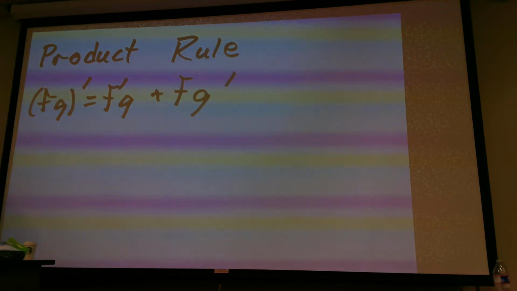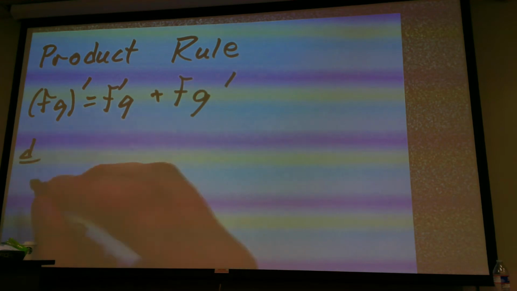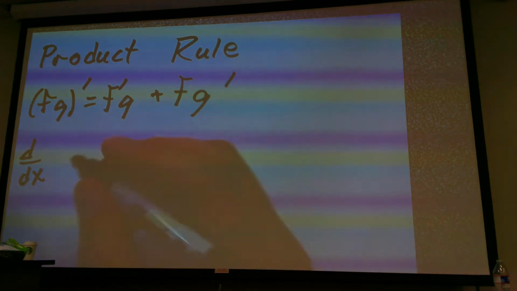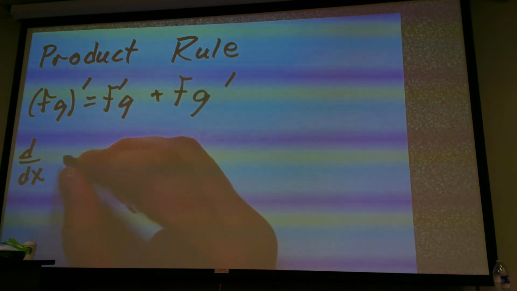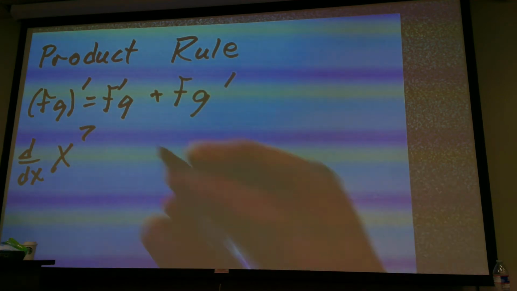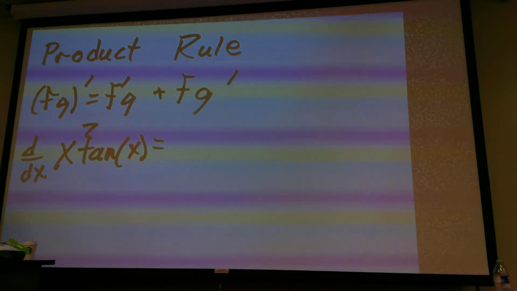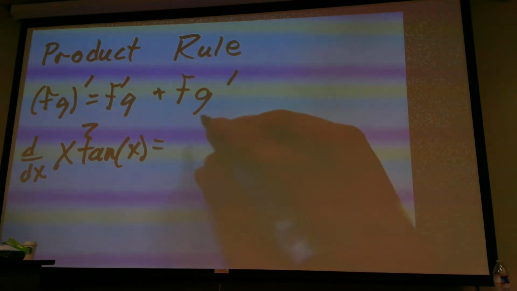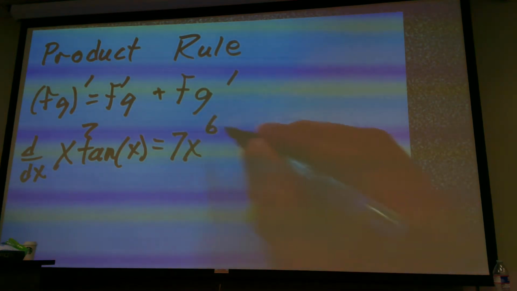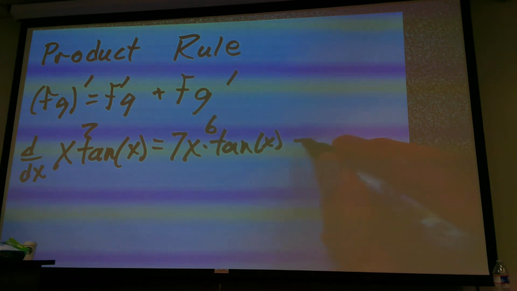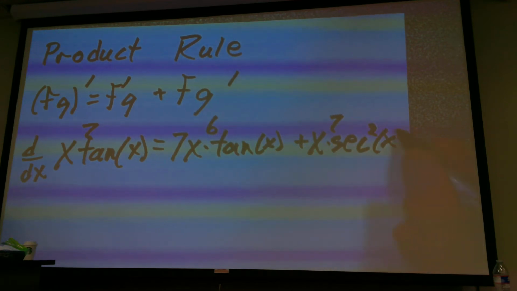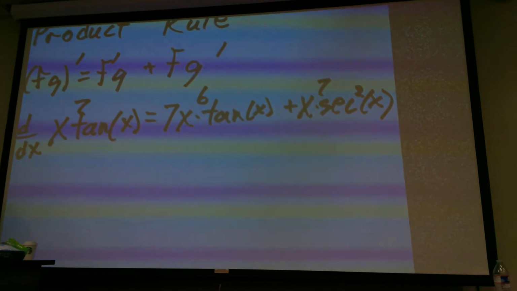So let's say I was going to take the derivative with respect to x of, let's say, x to the 7, then multiplied by tangent of x. Okay. Well, I'm going to hit the x to the 7 first, so that's going to be 7 x to the 6 multiplied by tangent of x, and then plus x to the 7 times the derivative of tangent, which would be secant squared x.